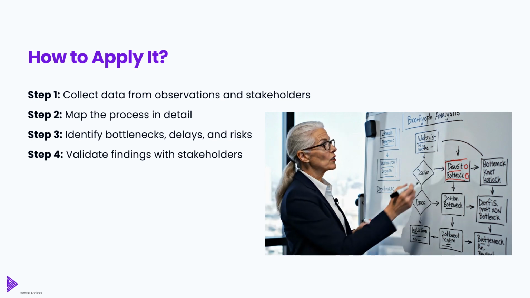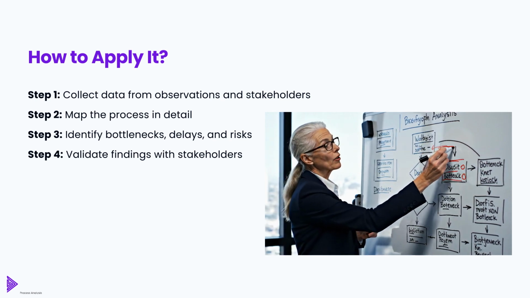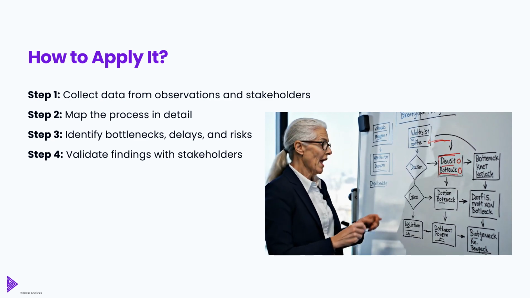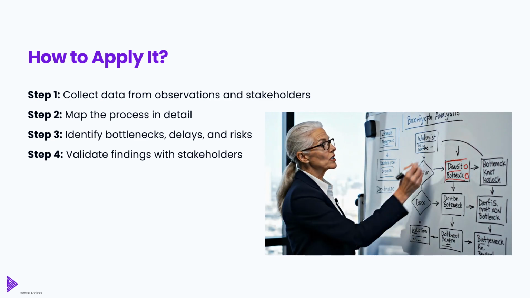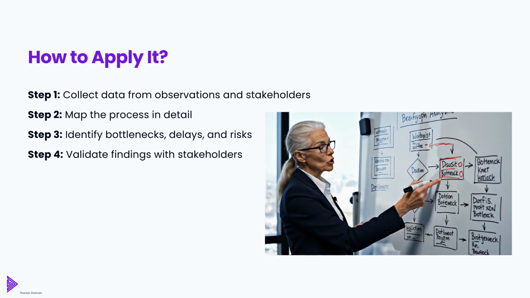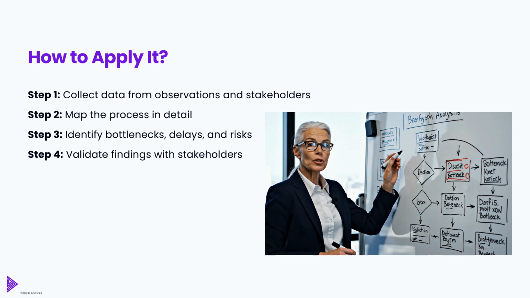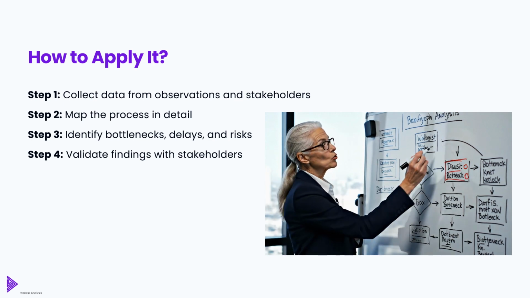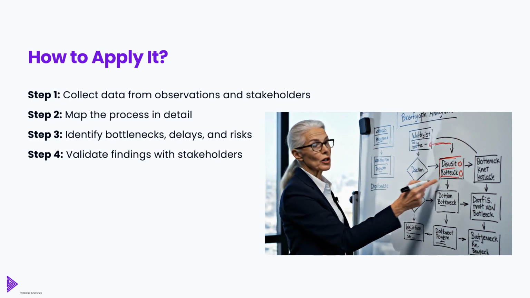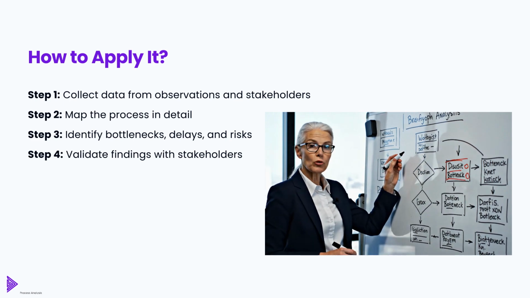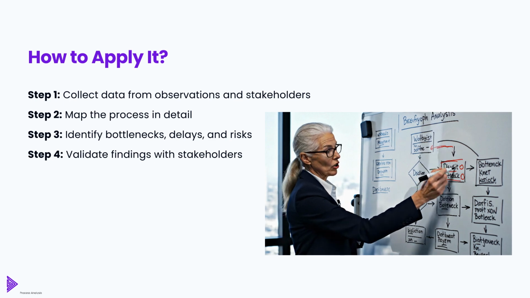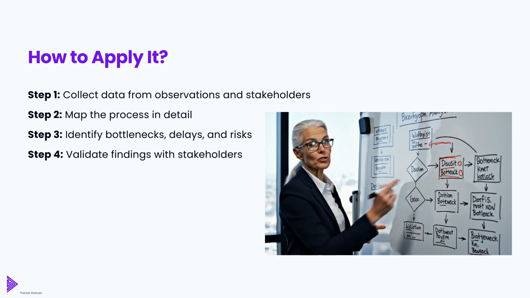Let's see how to apply process analysis. First, collect data by observing the workflow and talking to stakeholders who perform the process daily. Next, map the process in detail, documenting each step and decision point. Then, identify bottlenecks, delays, or risks that hinder performance. Finally, validate your findings with stakeholders to ensure your analysis reflects reality and everyone agrees on the issues and opportunities. Following this approach ensures your recommendations are accurate and actionable.